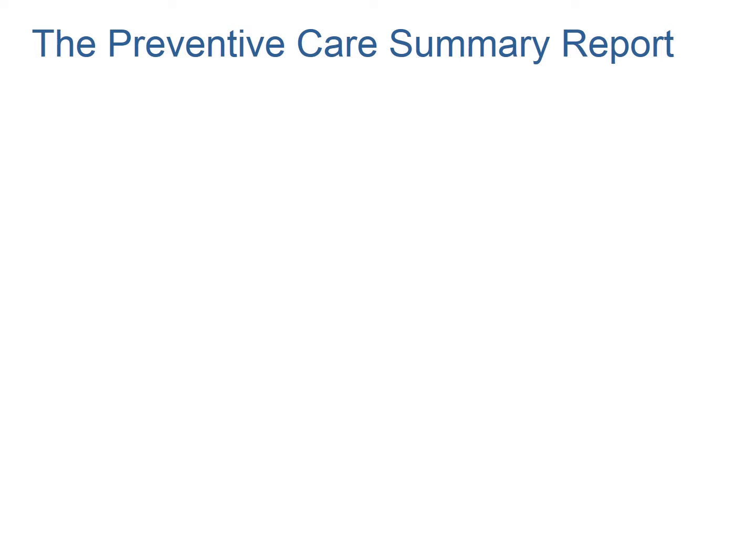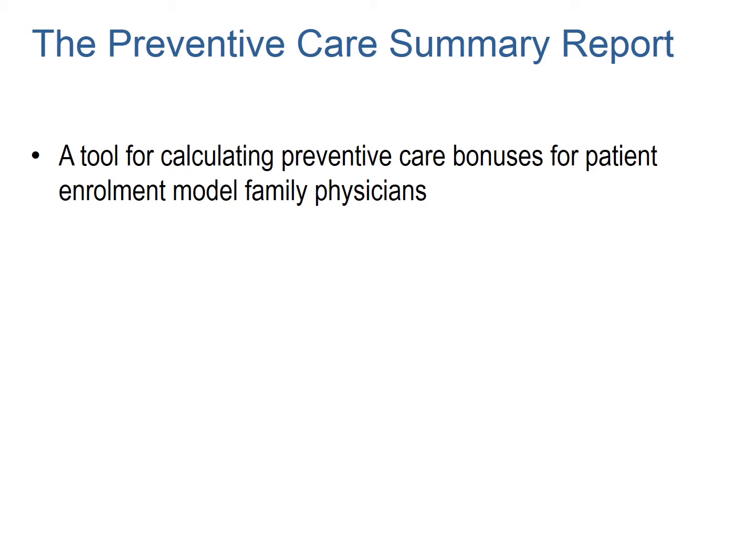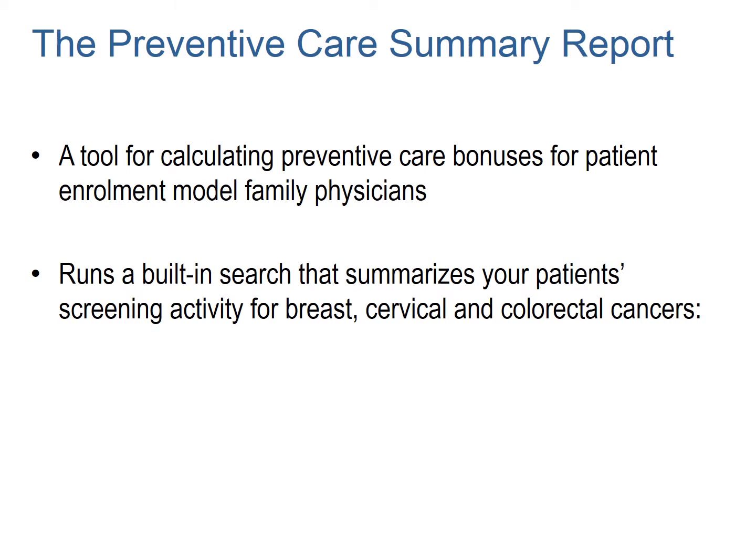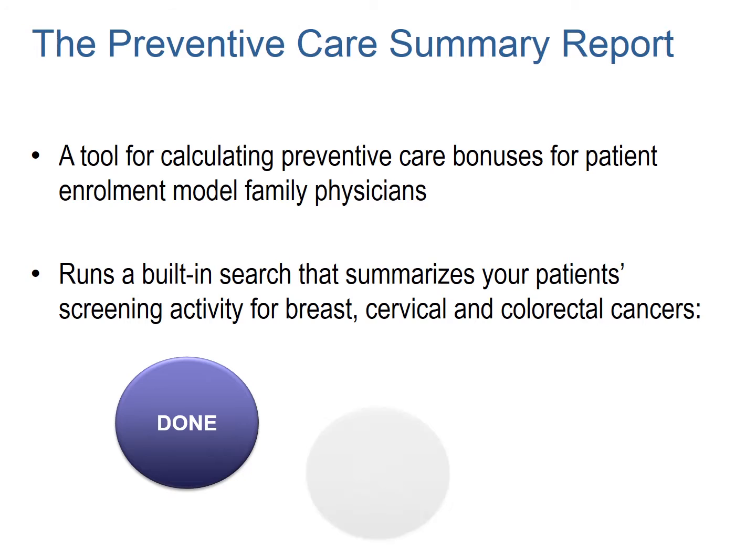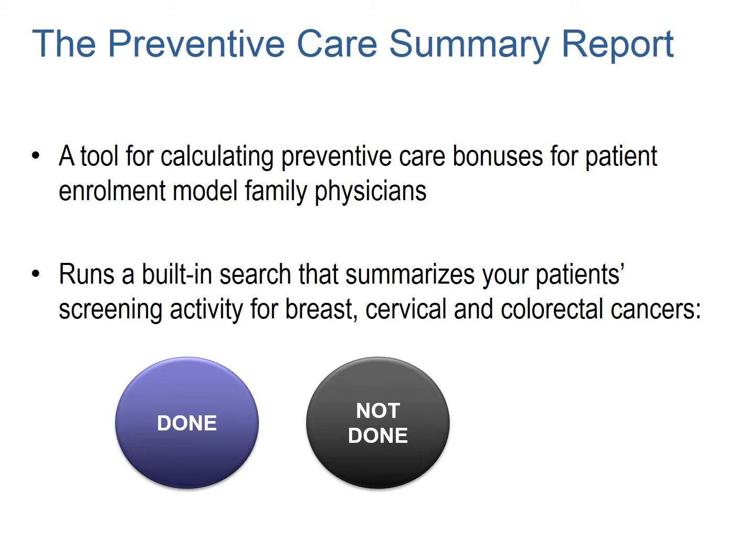The main purpose of the Preventive Care Summary Report is to calculate the preventive care bonuses that are available for patient enrollment model family physicians. Some physicians find this report helpful as it is easy to set up and run with only a few steps. The report works by performing a built-in search to categorize all eligible patients into 3 distinct categories for each screening type. These categories are patients who have had a screening test done, patients who have not had a screening test done, and patients who are excluded from screening due to factors in their medical history.